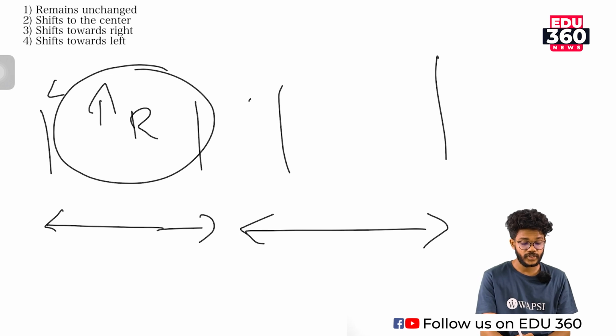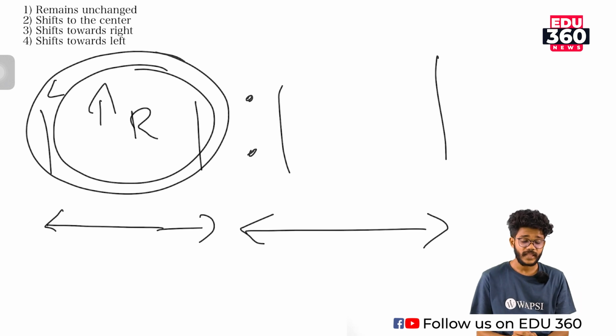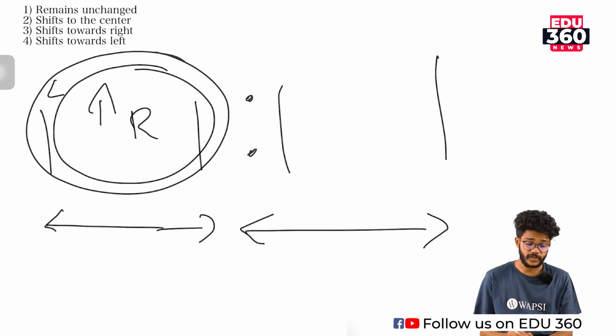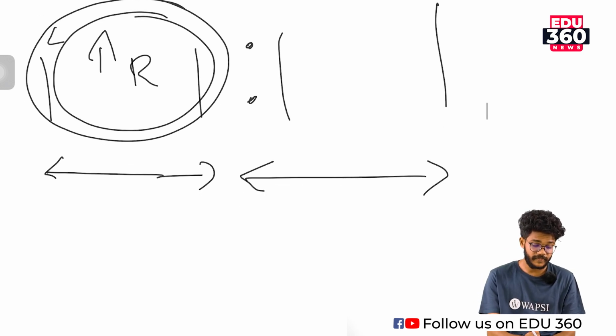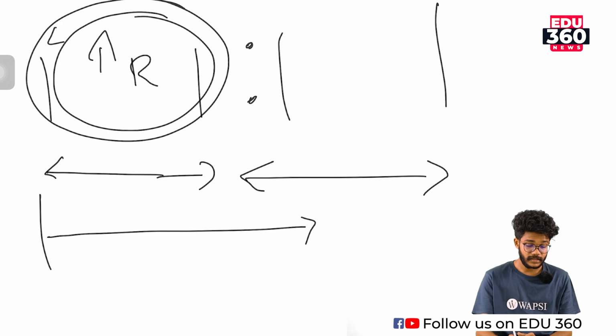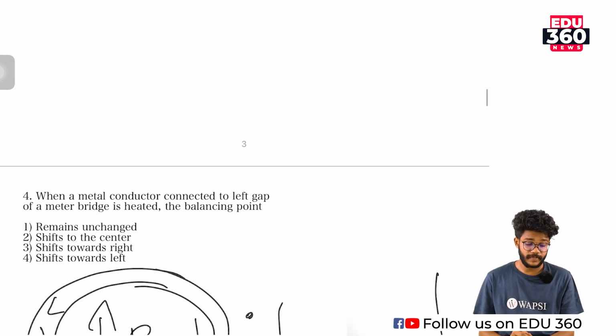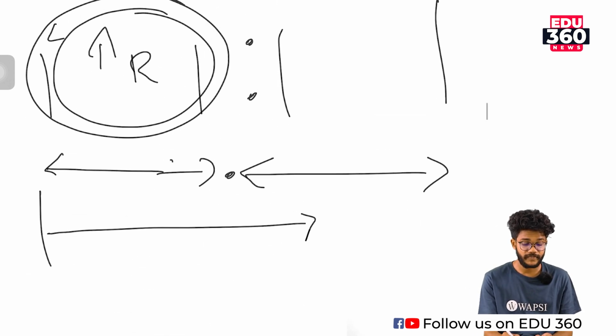So in the ratio the contribution of the left is a larger quantity. When we calculate the ratio, the ratio in the left gap increases, and as a result the length of the left gap will increase. That means the balancing point is shifted. It does not remain unchanged. We don't know whether the balancing point shifts to the left or right.